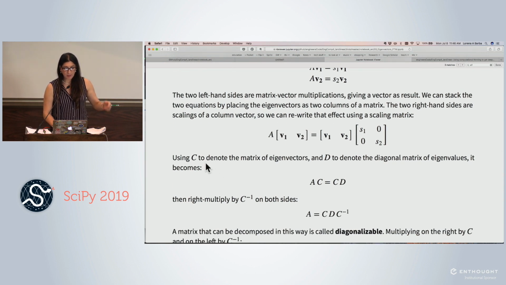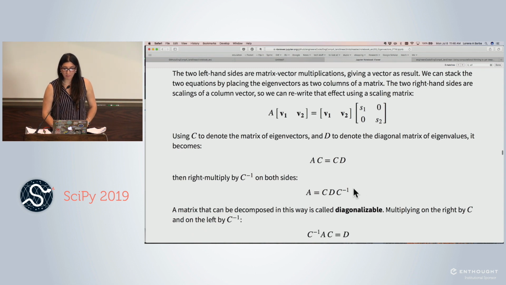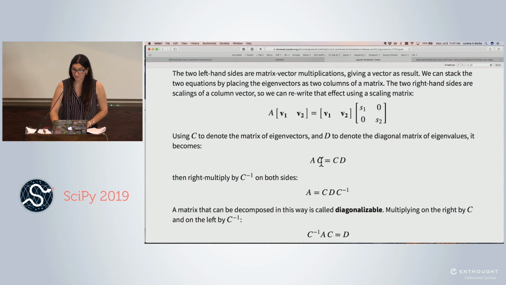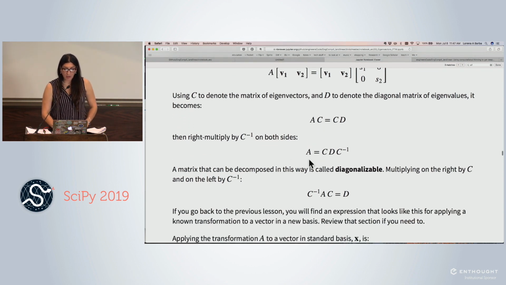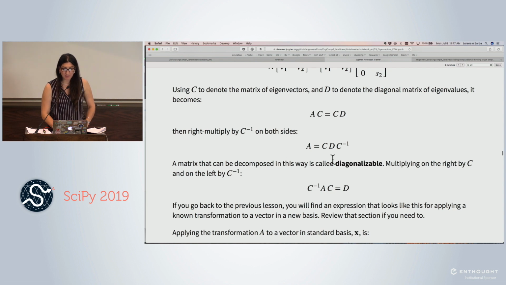But now let's suppose that we use C as the symbol of the matrix that has the eigenvectors in the columns. So on the left-hand side here, we have the matrix A times C with the eigenvectors as columns. On the other side, you have C times D, where D is the diagonal matrix with the eigenvalues. If we multiply by C inverse on both sides, on the right-hand side you get CD C inverse, and on the left-hand side just A, because C times C inverse is the identity. So you can see here why we call A a diagonalizable matrix, which means that we can, again, multiply by C and C inverse to just isolate D, the diagonal matrix.